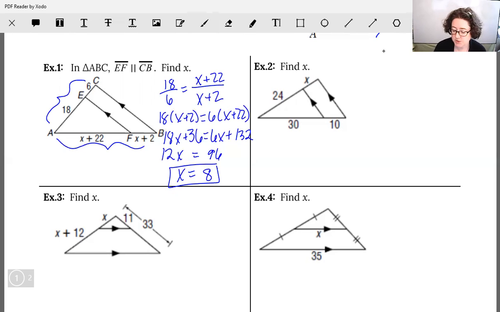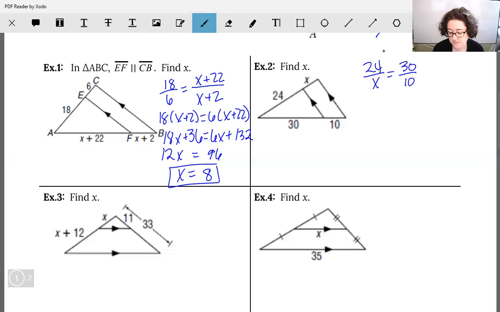Okay, let's look at example 2. So in example 2, same thing. I can compare the pieces only if I'm looking just at the pieces that the parallel lines divide up. And that is exactly what I have here. So I'm just going to compare 24 compared to x equals 30 over 10.